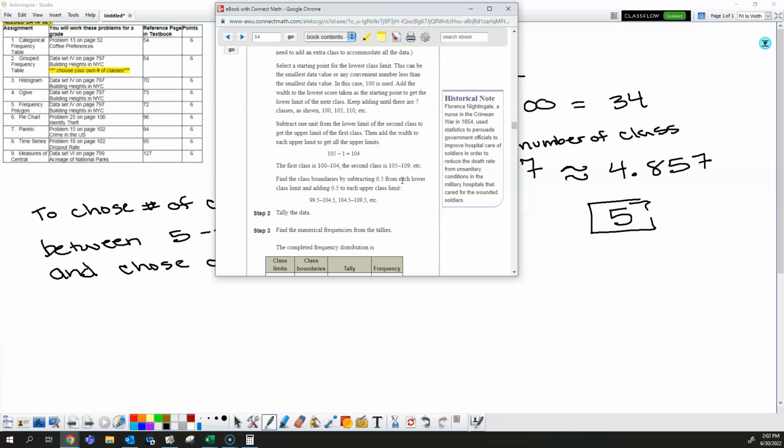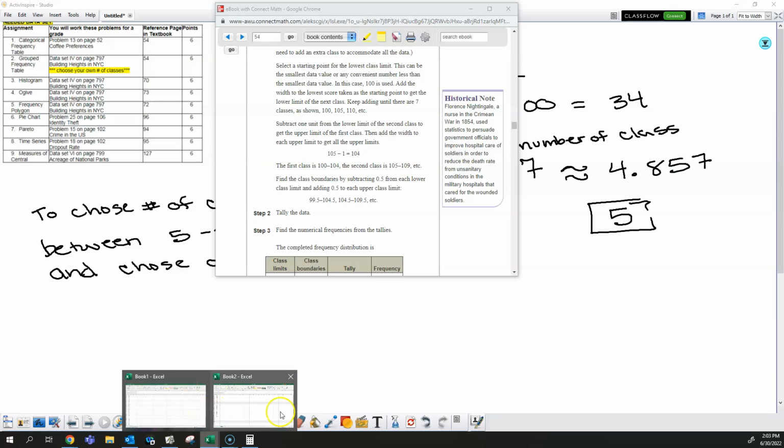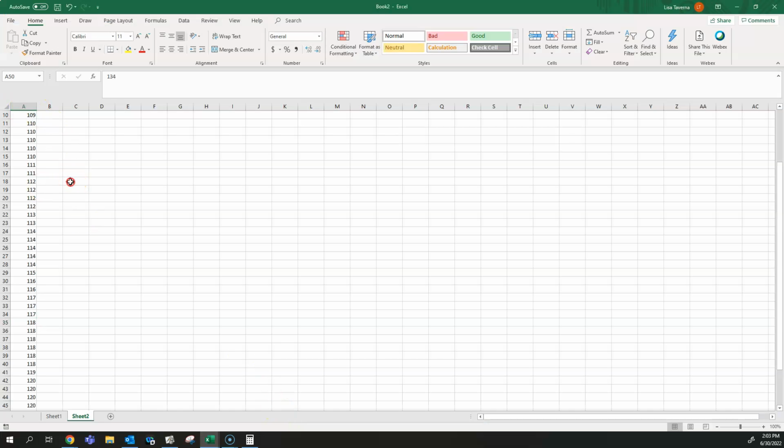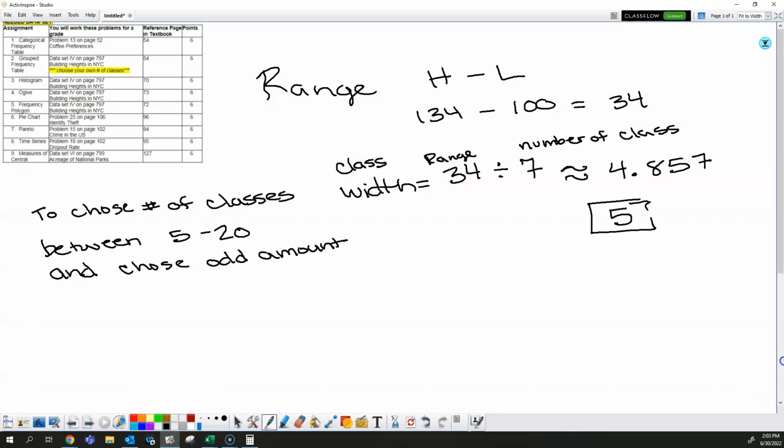Now we're being asked to start the first class. Generally, you just pick the lowest value in your data. You can pick a number lower than it, but I think it's easiest to pick the lowest value. So our lowest value again was 100. So I'm going to make that the beginning of my lowest class.